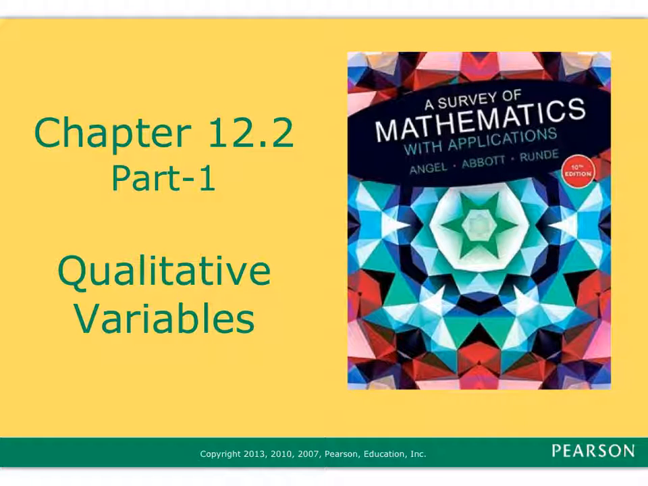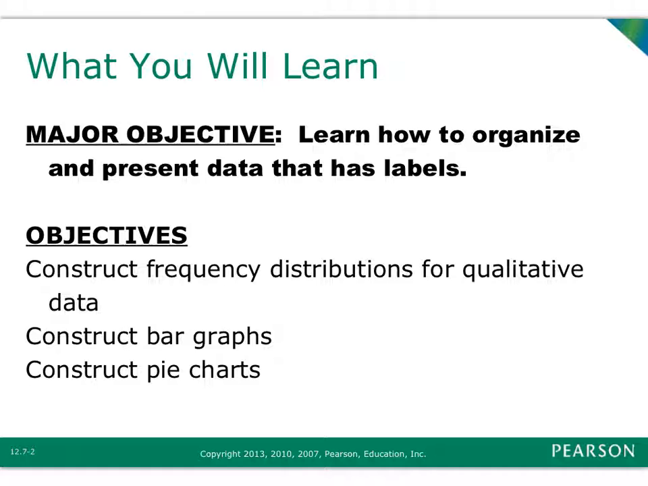So in chapter 12.2, part 1, we're going to learn about how to organize data sets into tables, and then from the tables we're going to learn how to put them in graphs. In part 1, we're learning about qualitative variables. Our major objective is to learn how to organize and present data that has labels.